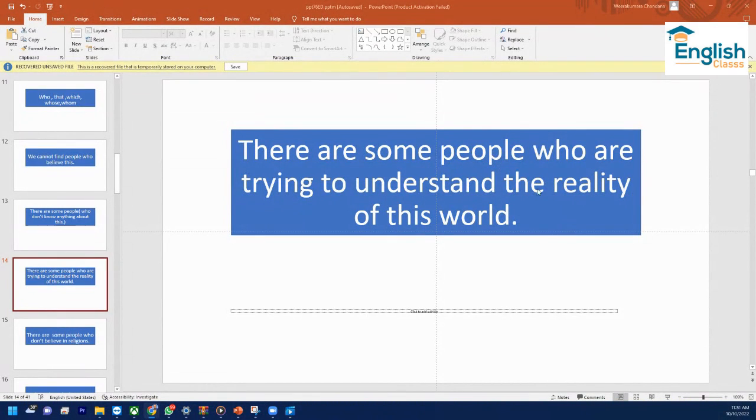What is a clause? A clause is a part of a sentence. A clause is a group of words. A clause is a group of words having its own subject and a verb. We can simply say a clause is a group of words. Now there are two clauses in this complex sentence. What is the first clause here? There are some people. And the second one is who are trying to understand the reality of this world.